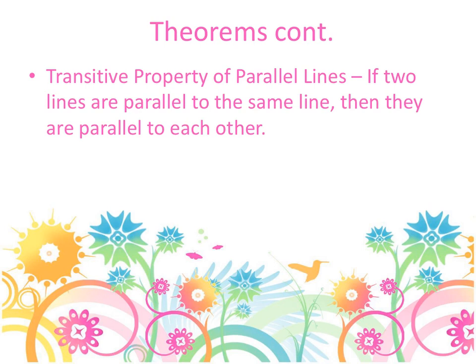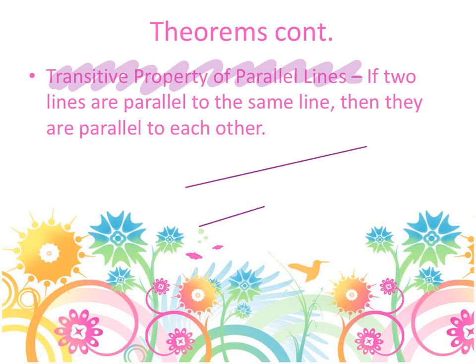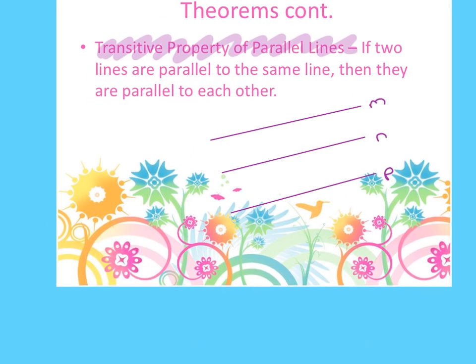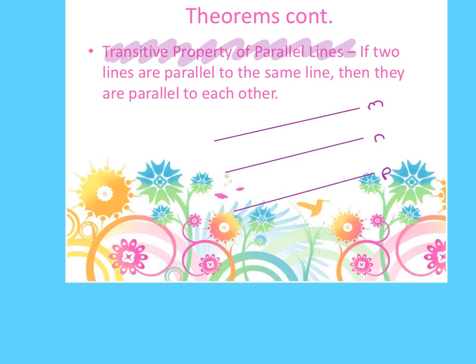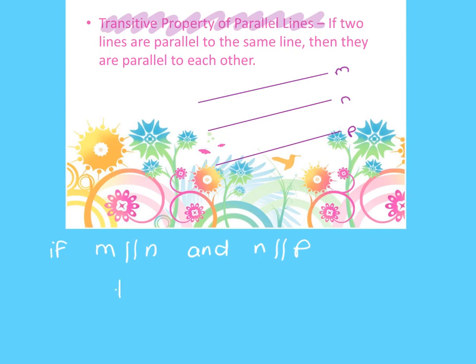All right, then the transitive property of parallel lines actually works, okay? It says if two lines are parallel to the same line, then they are parallel to each other. So if I had a diagram and it said M is parallel to N, and N is parallel to P, then my transitive property would say what? M is parallel to P. Exactly. Make sense? Yeah? Okay.